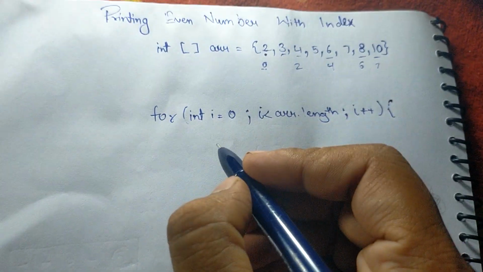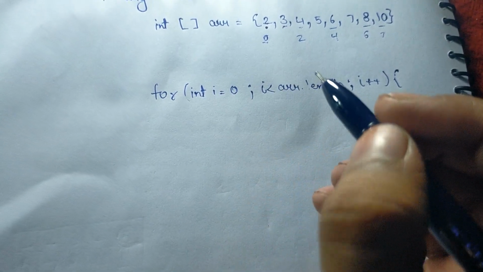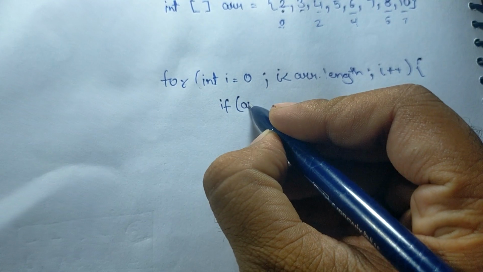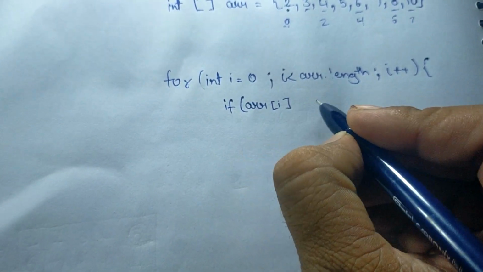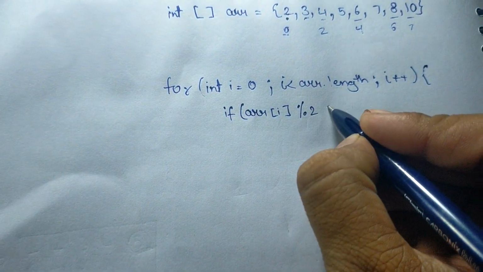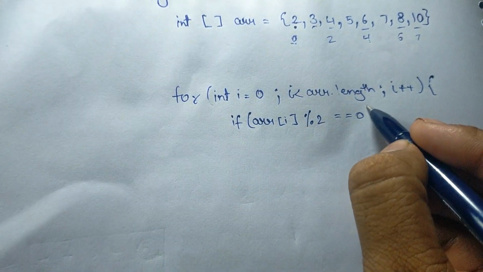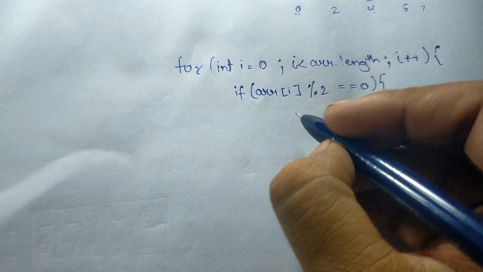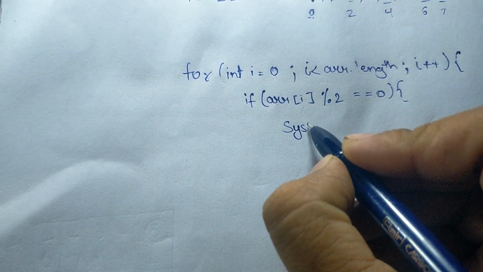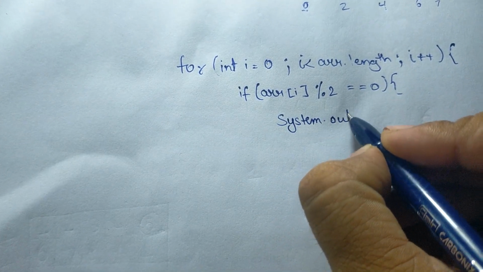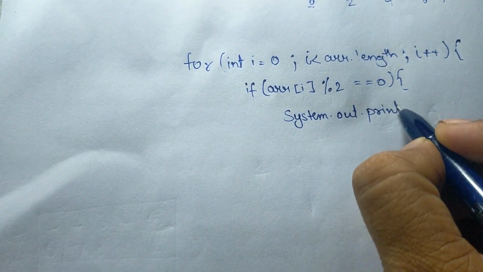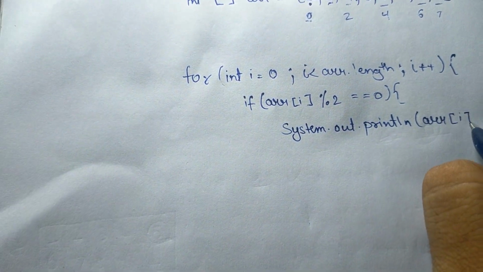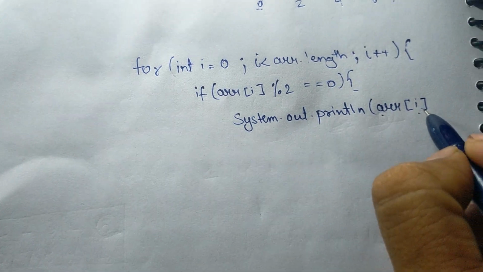Okay, after that we apply one more condition, that's an if condition. If arr of i modulus 2 equals 0, if the remainder of this becomes 0, then what should we print? System dot out dot println arr of i, and through this we print a number.